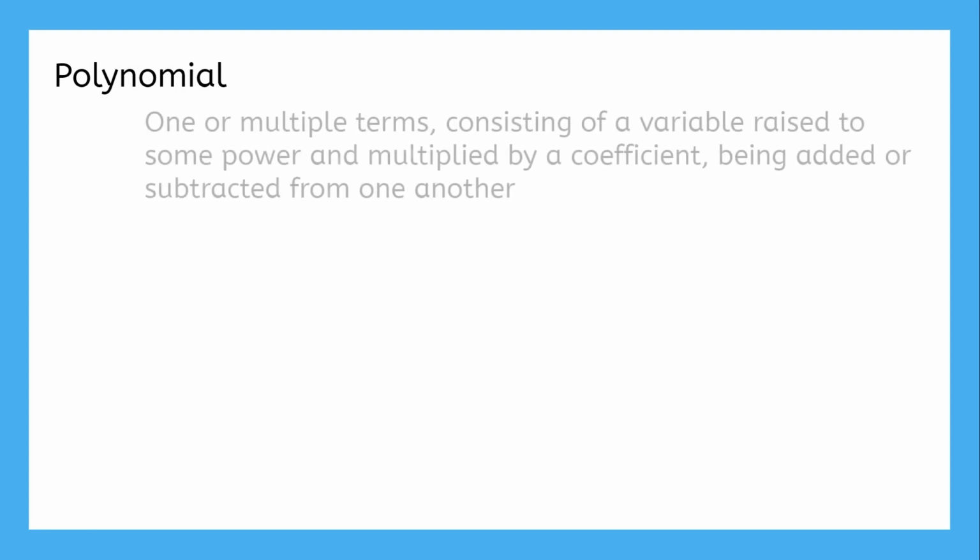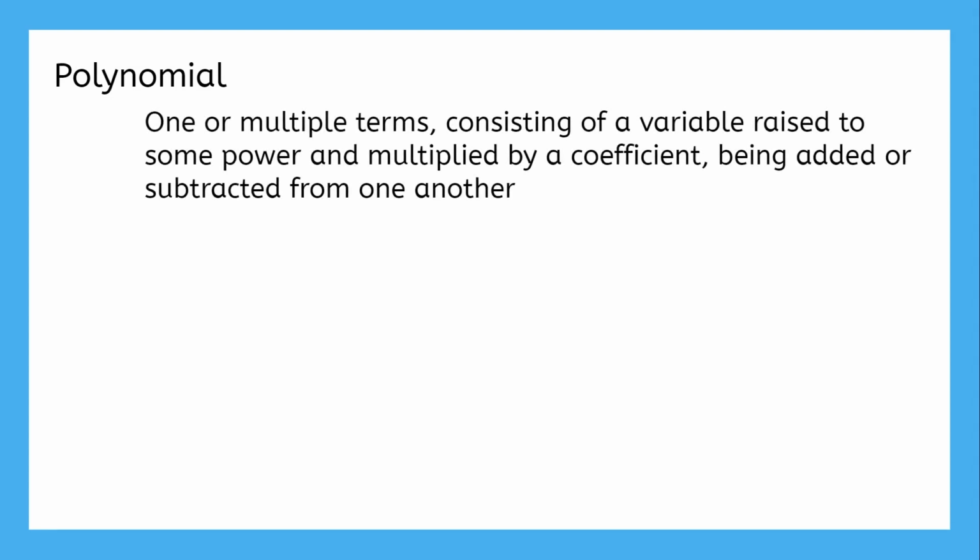First, the most common term you'll probably hear throughout this unit is polynomial. A polynomial is one or multiple terms consisting of a coefficient multiplying a variable raised to some power, being added or subtracted from one another. That's a long definition, so let's break it down. A polynomial can be either one or multiple terms, and those terms consist of a variable raised to some power and multiplied by a coefficient, being added or subtracted to one another.